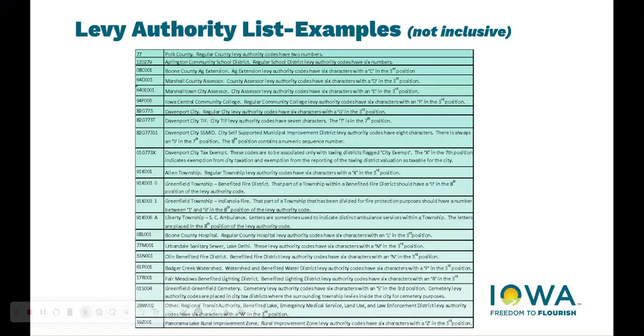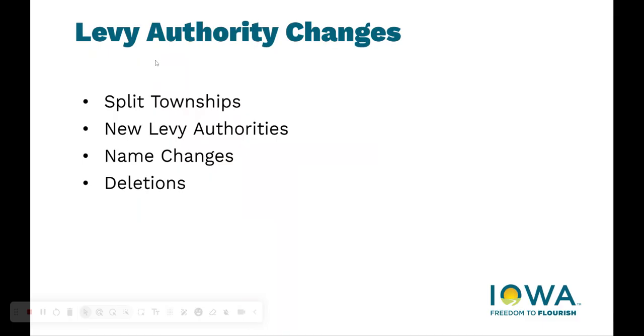So, when we talk about levy authorities, this is a list of some of the different levy authorities within the property valuation system. And they each have their own, as I mentioned, a unique code. For example, when we're talking about school districts, their code is all numbers. Counties have a 2-digit numerical code. Your ag extensions start with a county number and then a C in the third position.